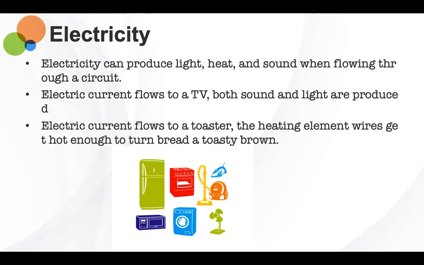All right. So electric current flows to a toaster. The heating element, right? Remember, we say as we increase the electricity or the electric charge, it got hotter. So this can be applied to a toaster. So the heating element wires, they get hot enough to turn bread a toasty brown.